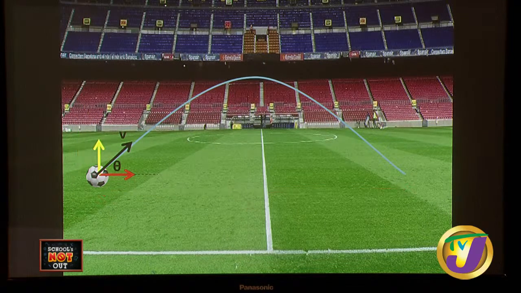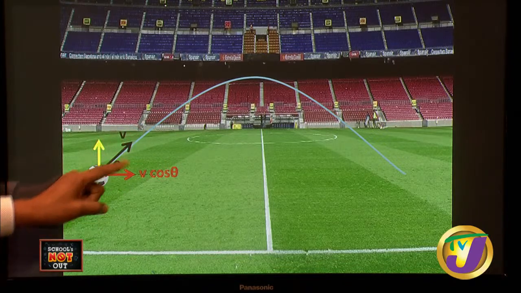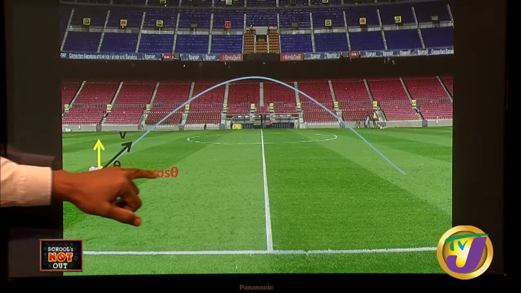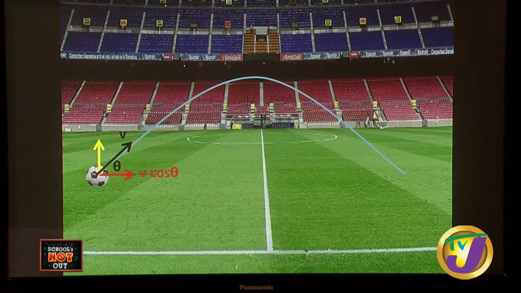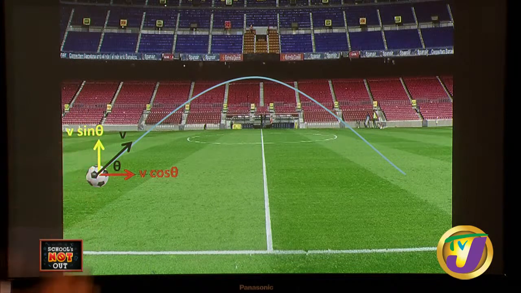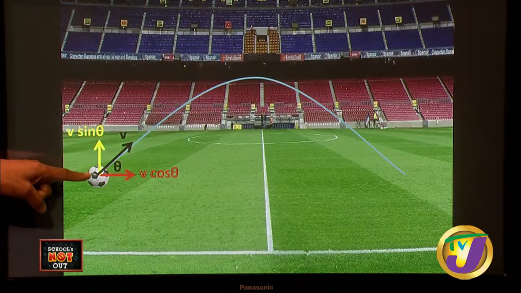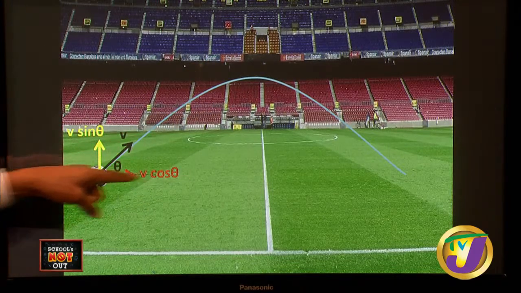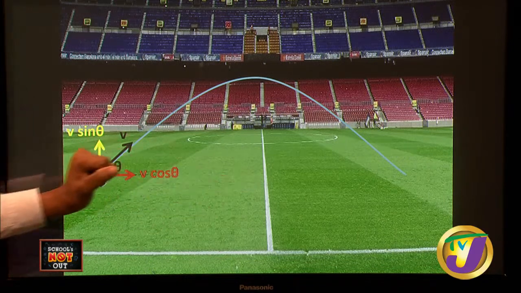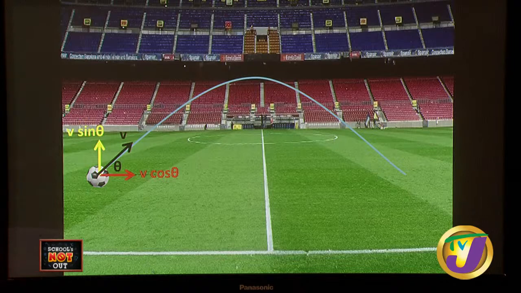And further to that, when you resolve this velocity, the horizontal component would be v cos theta, and the vertical component will be v sin theta. So initially, when this ball is kicked with a velocity v, it has an initial horizontal component v cos theta, and it has an initial vertical component of velocity v sin theta. All right.